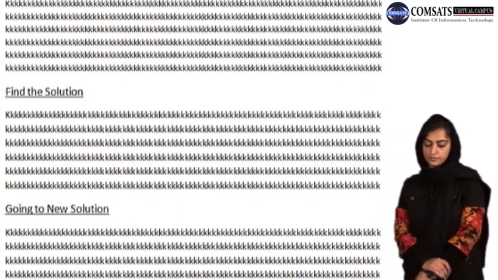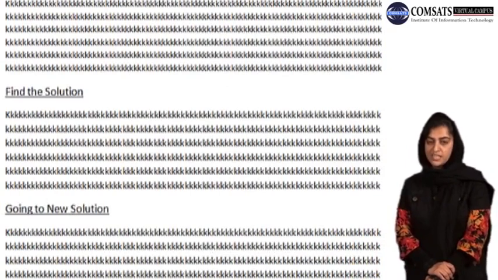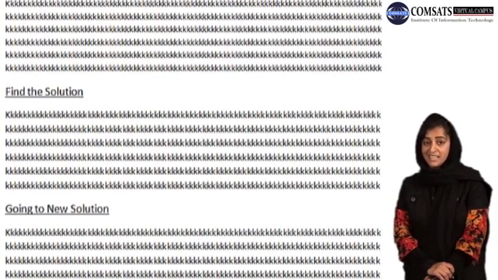Find the solution. Dear students, it is towards the left margin of the page, as you can see. It is having only the first letter of all the words capital. It is underlined, 1 line space above it and 1 line space below it.